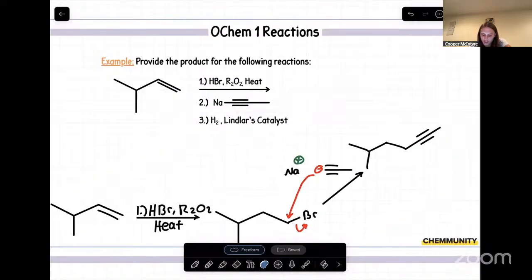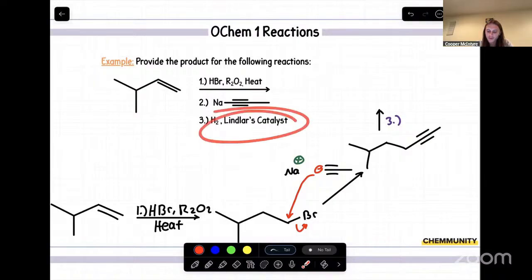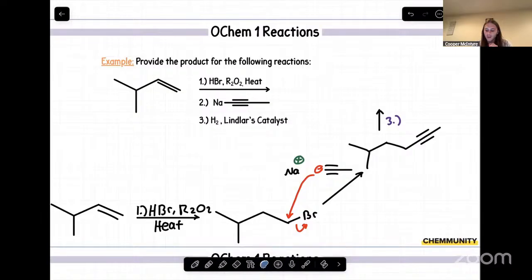And then in terms of step 3, to save ourselves some room, I'll just write down 3 right here in purple, just so we know which reagents we're using. But we have hydrogen, that H2, and then we also have Lindlar's catalyst. Now, this is what we were talking about at the very beginning. Whenever we have an alkyne and we want to reduce it, we can be selective in terms of which stereoisomer we want to form in terms of an alkene. So we could either form a cis-alkene or a trans-alkene in this case. And whenever we have Lindlar's catalyst, the goal is to form a cis-alkene.